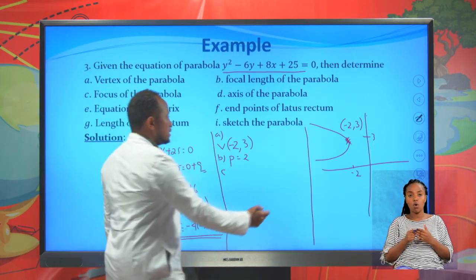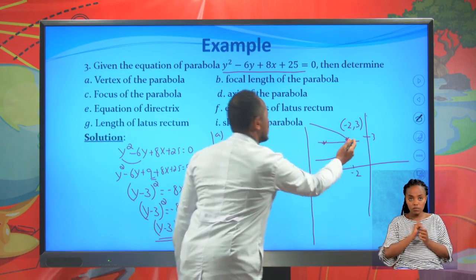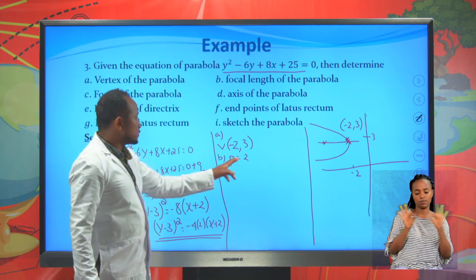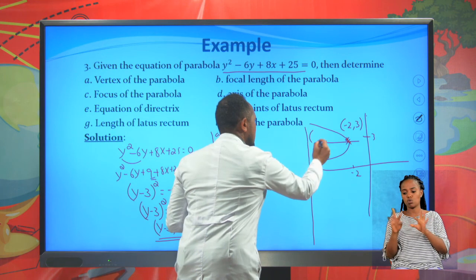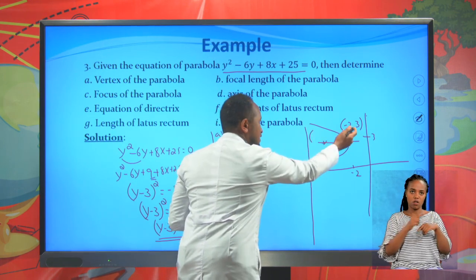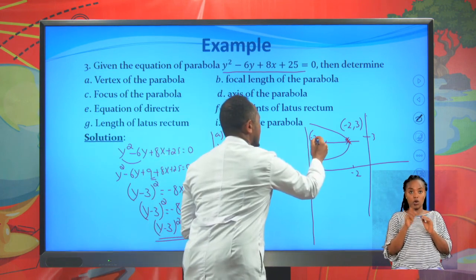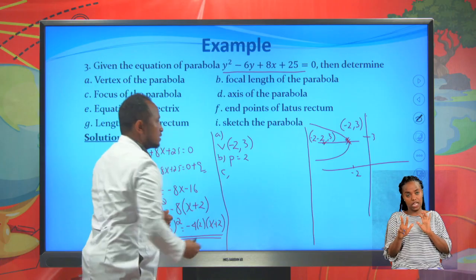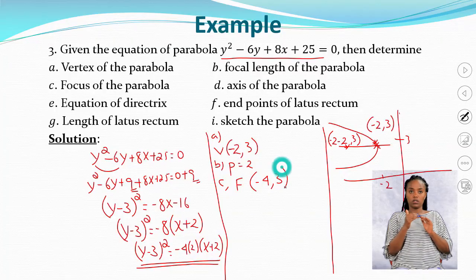So the focus is this point, which moves p distance to the left. We know p is 2, so it moves 2 distance to the left. That means the focus has its y coordinate the same as the vertex, but its x coordinate will be minus 2 minus 2, comma 3. Therefore the focus will be negative 4 comma 3.